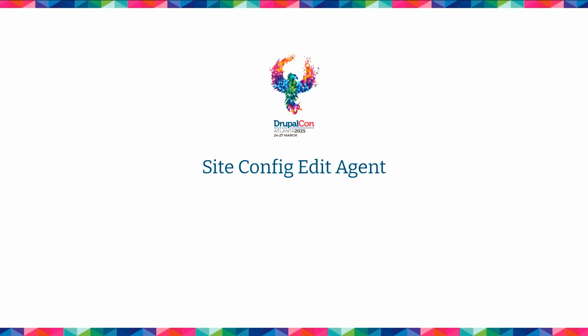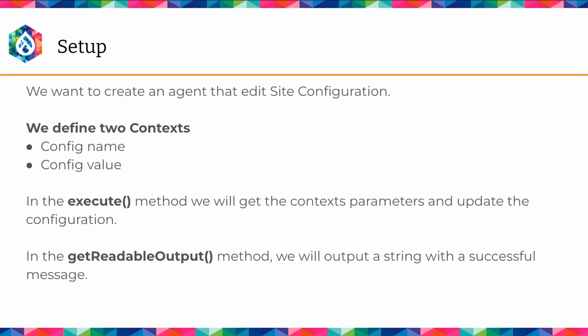So let's try to create one. We're going to create a tool that is going to edit the site configuration, just a simple tool. First of all, we need to understand what it has to do. We want it to just edit the site configuration, and we want the config name and the config value as a context. Then in the execute, we'll call the service to edit the configuration, and then we'll output a success message on the get readable output.